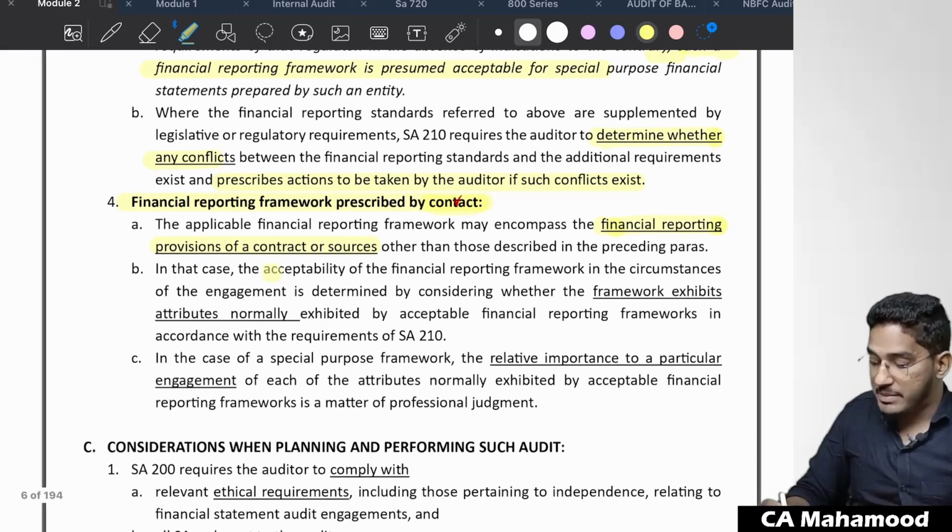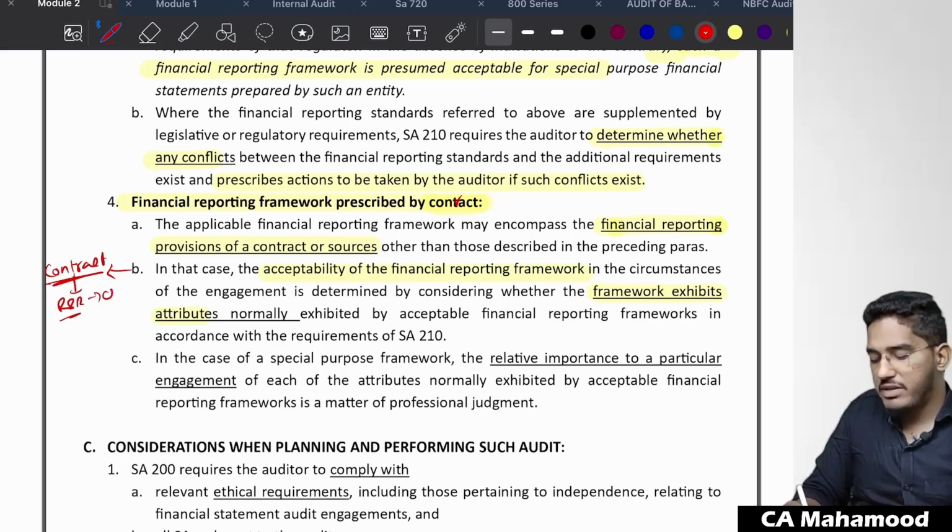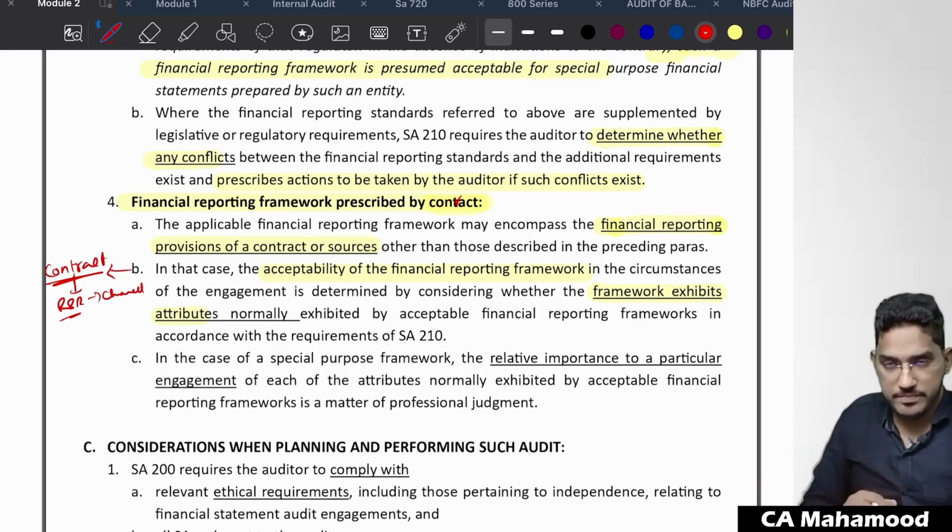In that case, the acceptability of the financial reporting framework in the circumstances of the engagement is considered by determining whether a framework exhibits attributes, meaning characteristics, normally exhibited by acceptable applicable financial reporting frameworks. In that case, if the rules and regulations are given under a contract, then you need to check whether whatever rules and regulations are given in that contract have similar characteristics as are expected in the applicable financial reporting framework.